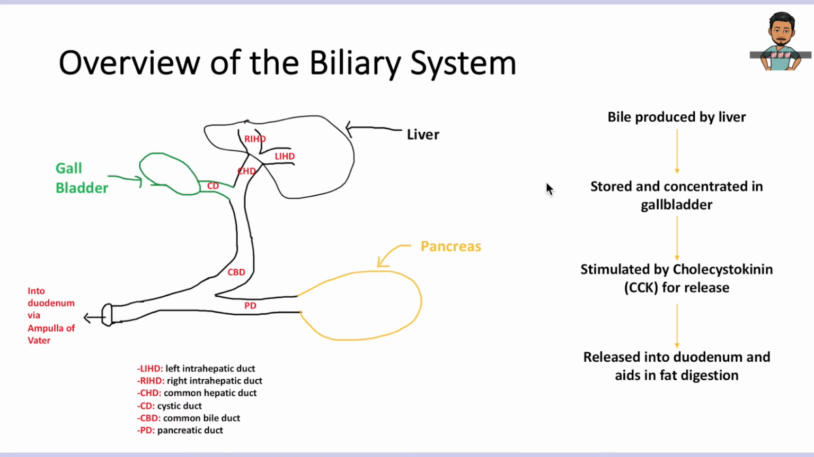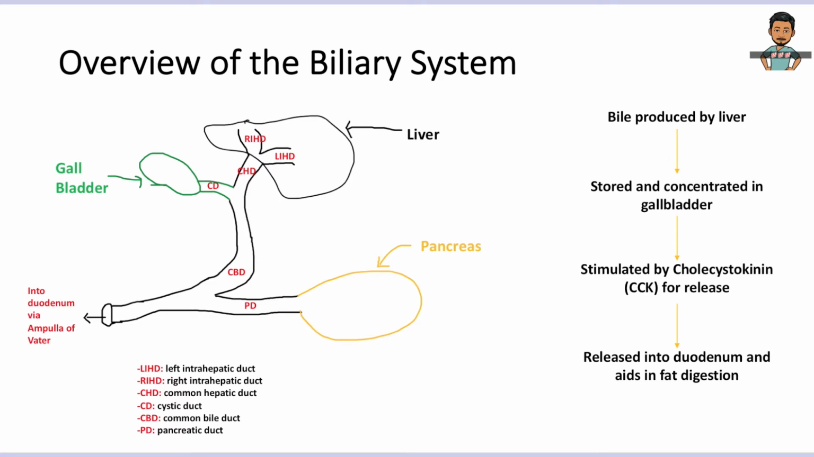So bile is produced by the liver, we know that, and from the liver it's stored and concentrated in the gallbladder. When we eat food, we have proteins, fats, and carbohydrates. The fats in our diet stimulate the release of cholecystokinin from I cells in the duodenum, and the job of CCK is to go to the gallbladder and cause its contraction. So in response to fats, CCK is released, and it causes contraction of the gallbladder and bile to be released. So that's how bile is released.